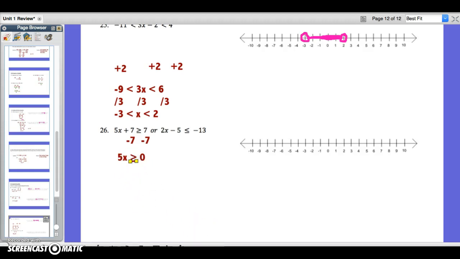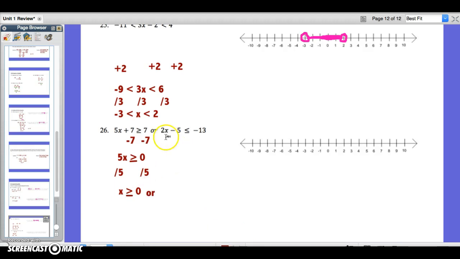Good. Now the inverse operation to multiplication, as you can see right here, this 5 is tied to the x by multiplication, is division. So I'm going to divide both sides by 5. When I do that, 0 divided by 5 is just 0, so I get x is greater than or equal to 0. And that's one of my solutions. So I have this, or, and I'm going to now solve the other one.